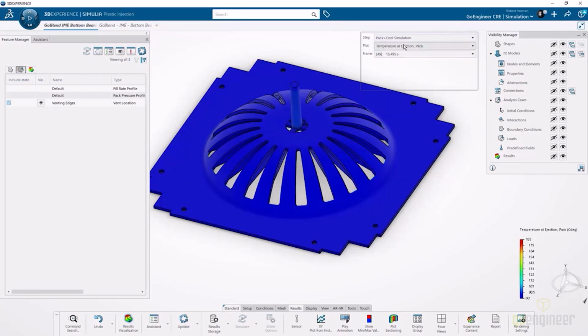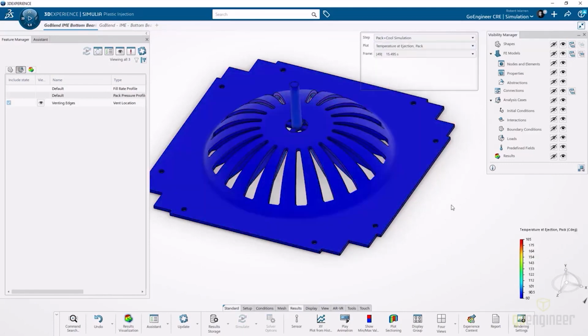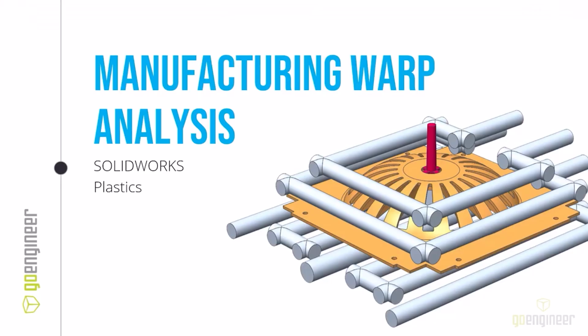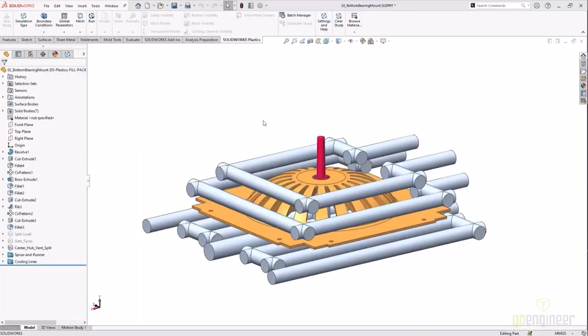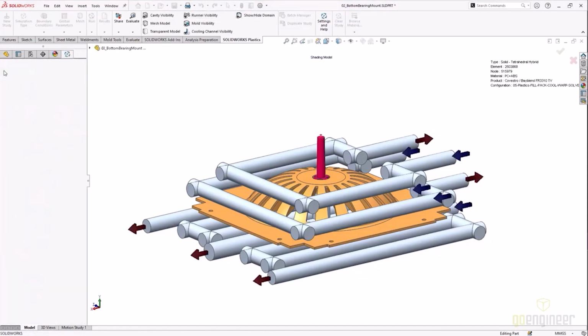We also ran a pack analysis. So we held pressure on this to keep the molten material in. And what we can see here is that the residual stress on this looks pretty good as well. Now, I took that one step further, and in SOLIDWORKS Plastics, we certainly could do this in Injection Mold Engineer, but in SOLIDWORKS Plastics, I wanted to show you that we can do a cool and warp analysis here as well. So if I pull up SOLIDWORKS Plastics, we can see that we have a little bit more to this analysis. So it's a fill, pack, cool, and warp.